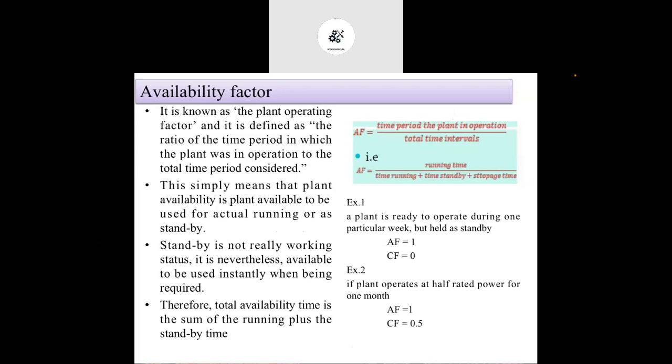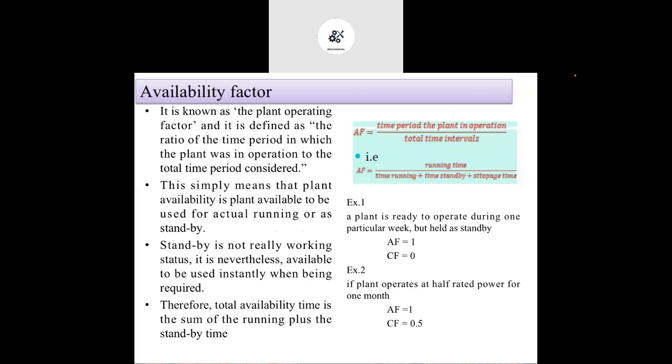Now the value of the availability factor lies between 0 and 1. When the value of the availability factor is near to one, that is desirable, as it is common sense. If the power plant is running for the maximum time period, it will give you more profit and continuously give you power. It simply means that the power in the plant is available for use by the consumers.